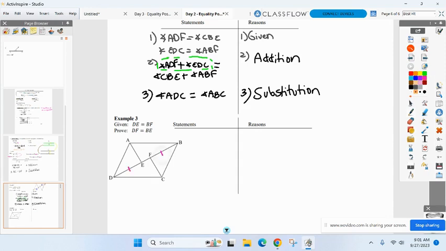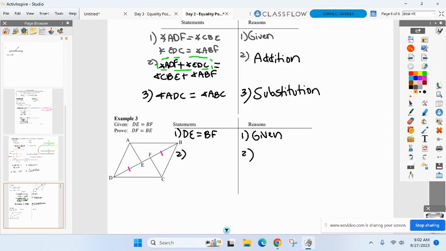DE congruent to BF. And everyone look at the proof statement we need. I need to get DF equal to DE somehow. All right, let's talk. Everyone has the line segments marked with hash marks.